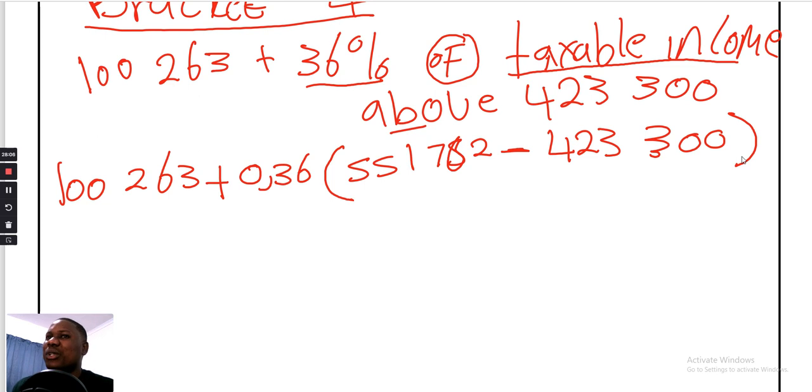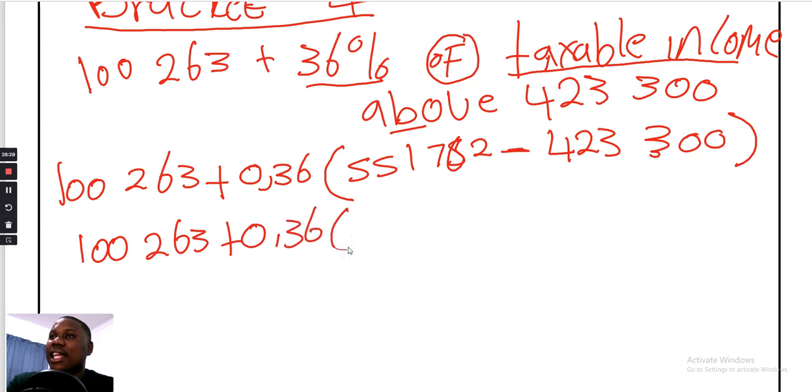Okay, now we're going to work step by step. We're not going to miss any step here, so we just follow the rules of BODMAS. Simple as that. Okay, good. So we're still going to continue. 100,263 plus, this one is not yet affected, so it's 0.36 into which bracket. Now we are going to subtract these two amounts: 551,762 minus 423,300. According to my calculator here, I'm getting 128,462.